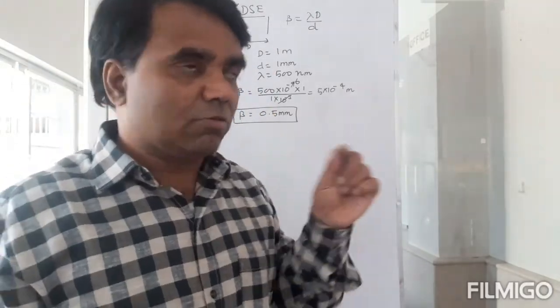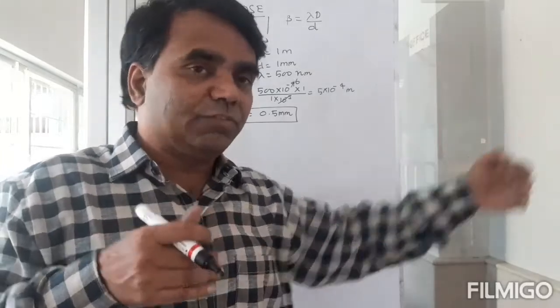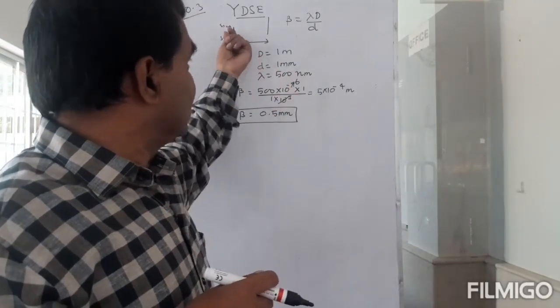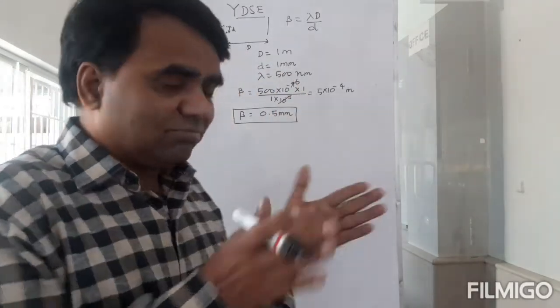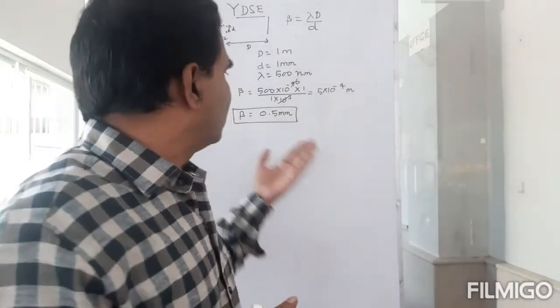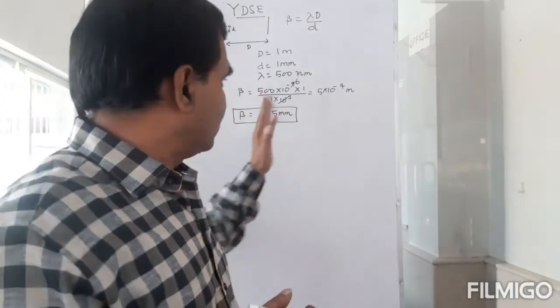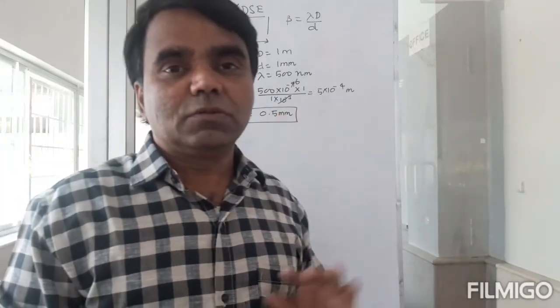So it's very small. If the screen is 1 meter away from you, and the separation of the slits is 1 millimeter, then the fringe width that you see is going to be like this. Hope this is clear to you. It's not very difficult to do this problem. Hope this is clear to you.